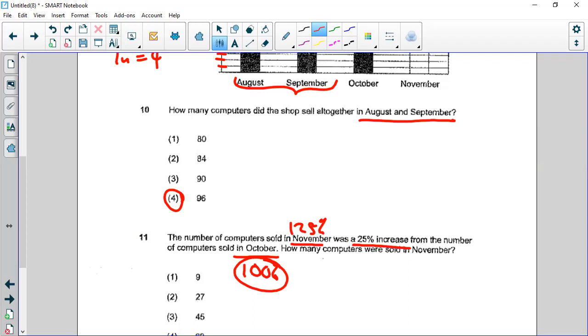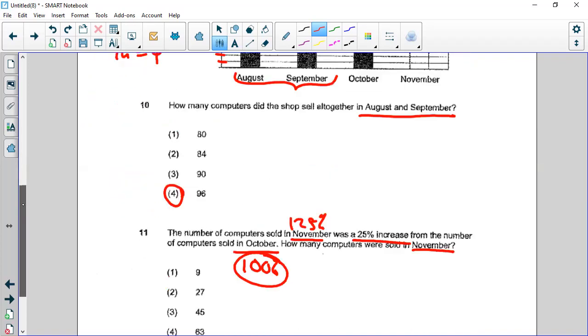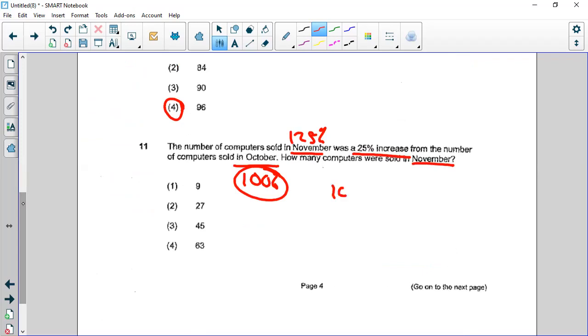So how many computers were sold in November? Then you look at October. October has 36, right? Which is 100%. So 100% is 36. Then your November is 125%. So please understand the concept. What is your 100% before you plus and minus? October is where you have 100% first.